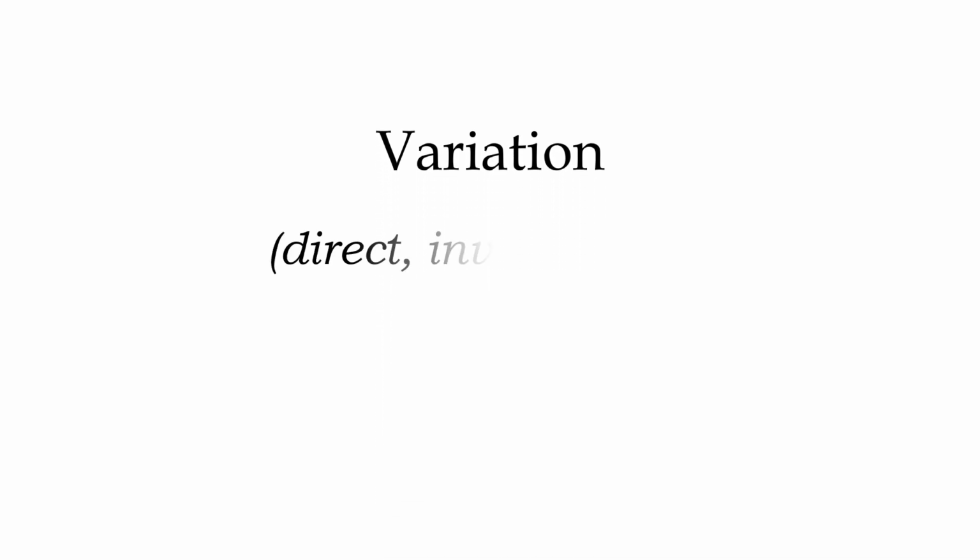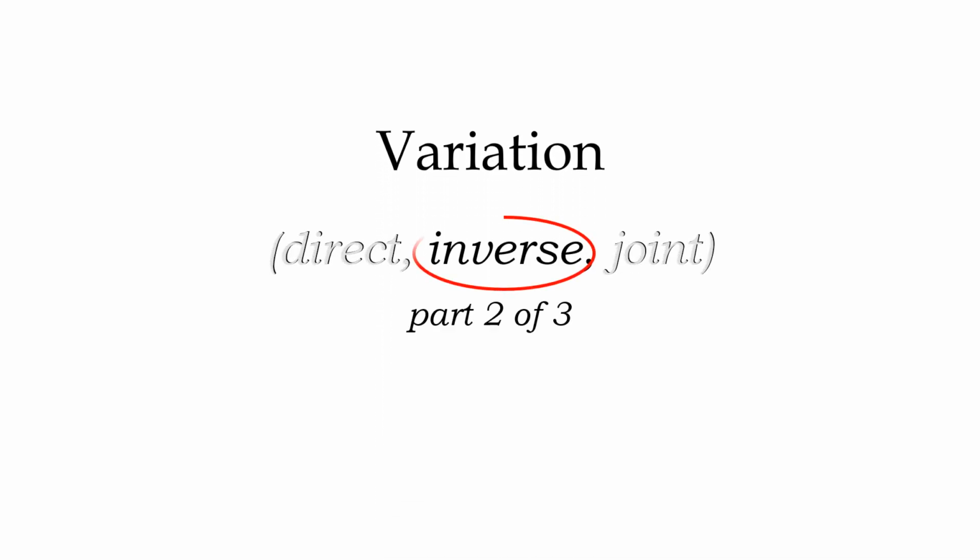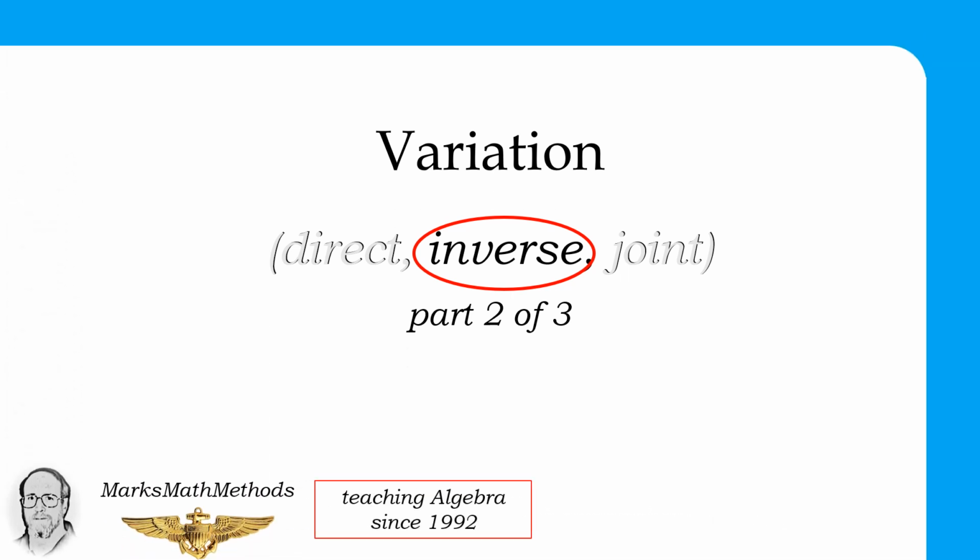Variation. There's direct, inverse, and joint. This was part 2 of 3. This is on inverse. Welcome to Mark's Math Methods.